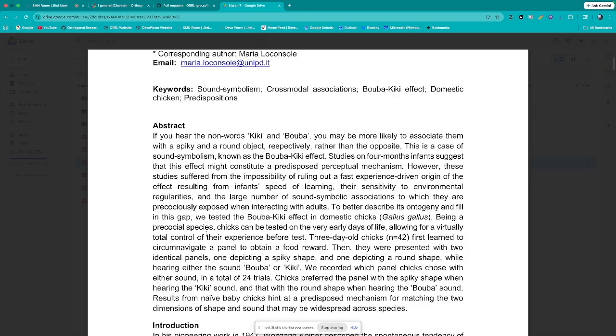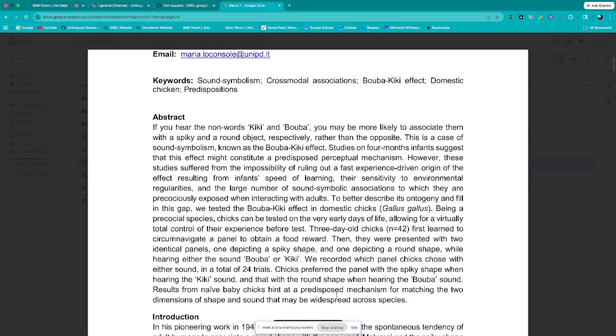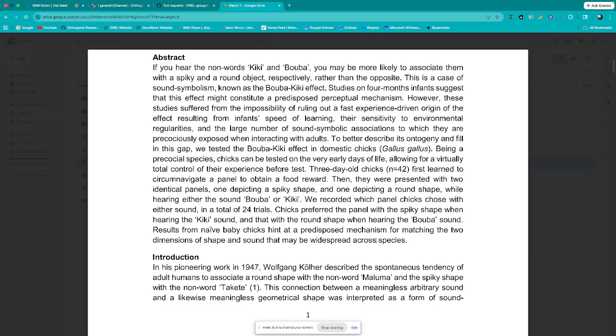Results from naive baby chicks hinted a predisposed mechanism for matching the two dimensions of shape and sound that may be widespread across species. We talked about this with, there are a lot of multimodal models of artificial intelligence, where you're training a model with two different modalities. And this is important in large language models because we're using language, we're building models of language. We also have images that we can attach to those linguistic tokens. We can attach labels to images, and we can use that as a multimodal learning system. So it's important to think about what is possible, what's learned, and maybe what we can hard code into these models, and what we maybe need to hard code that can't necessarily be learned from data directly.